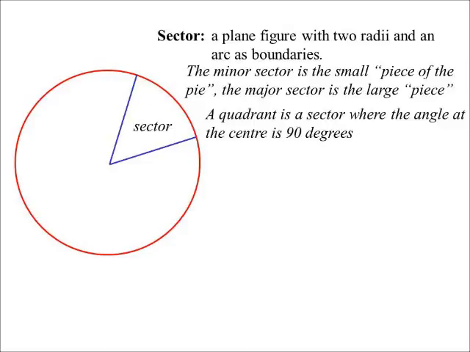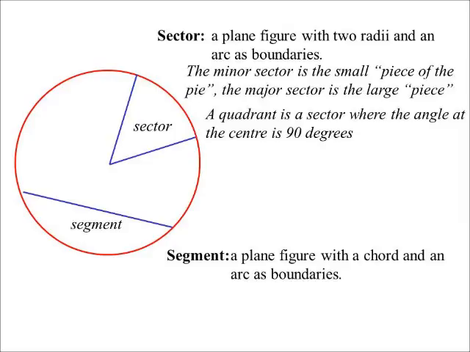Now, a quadrant is also a special type of sector, but that's the one where the angle at the centre is 90 degrees. So basically there would be 4 quadrants in 1 circle. Right. A segment, the boundaries this time is a chord and a piece of the circumference and an arc. Once again, you can have a minor segment and a major segment.